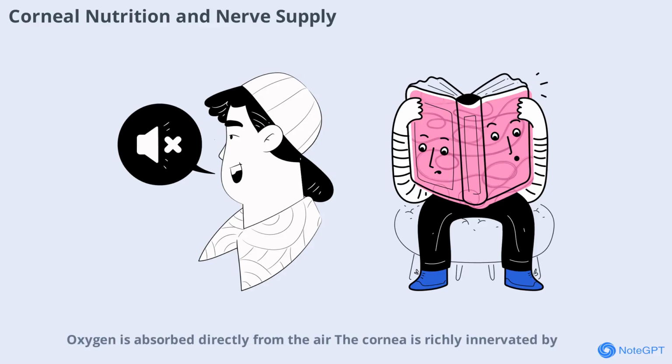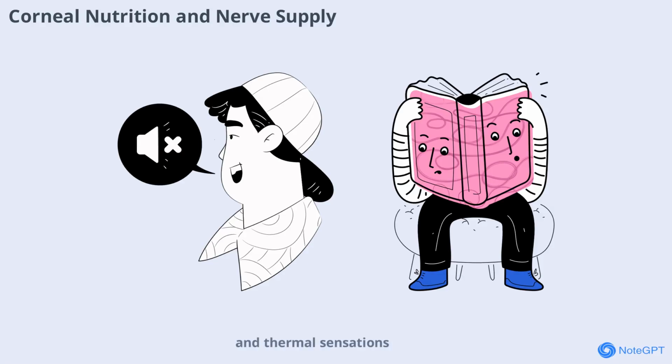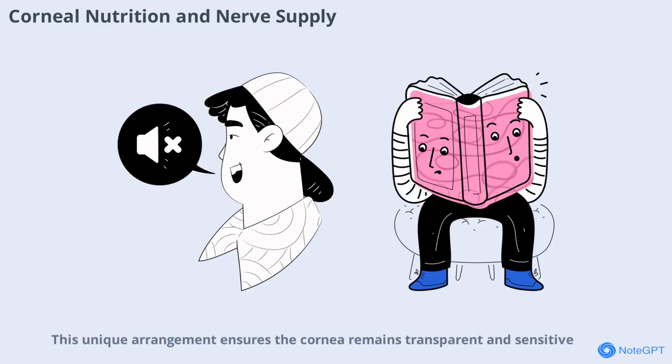The cornea is richly innervated by the ophthalmic division of the trigeminal nerve, providing touch, pain, and thermal sensations. This unique arrangement ensures the cornea remains transparent and sensitive, essential for clear vision and protection against injury.